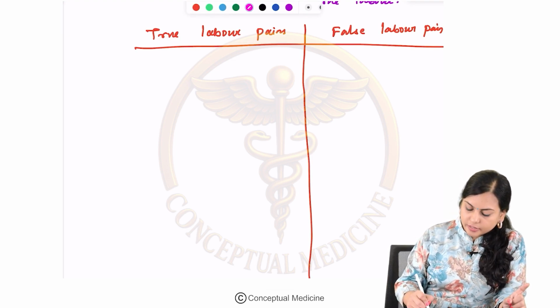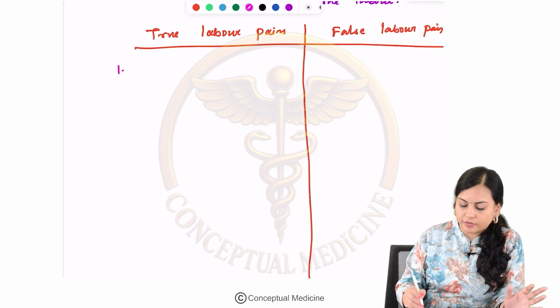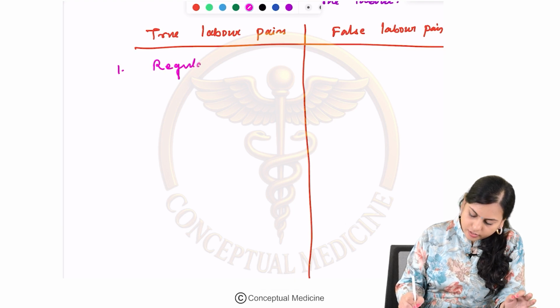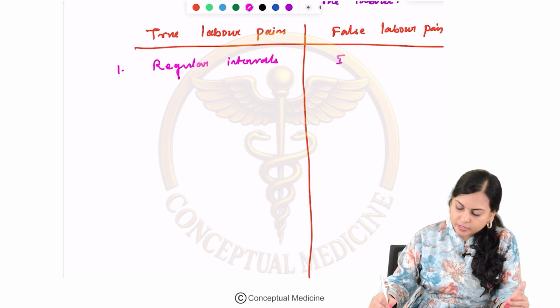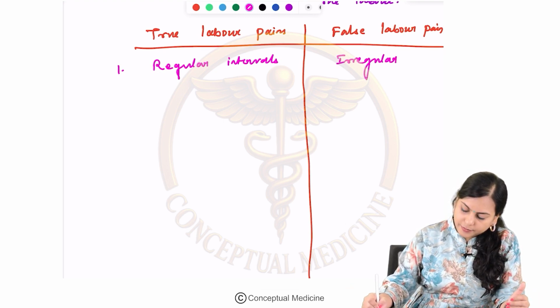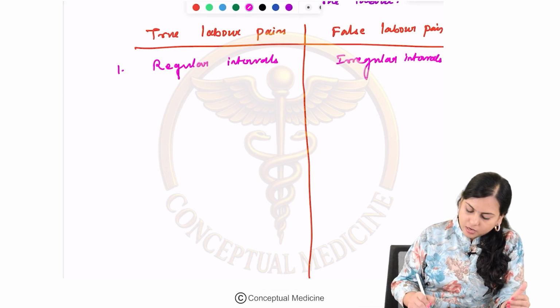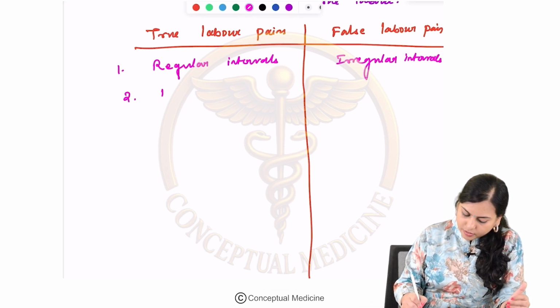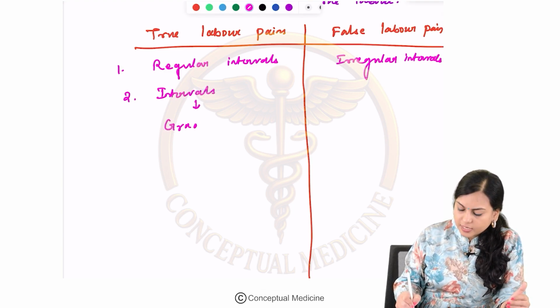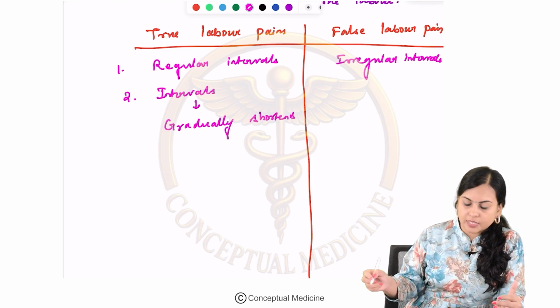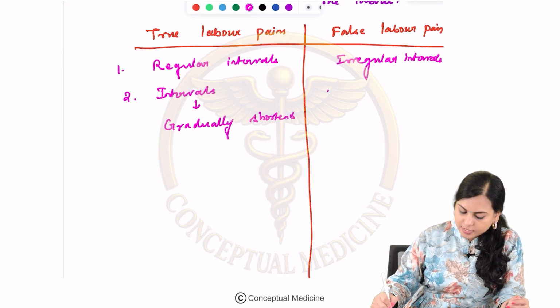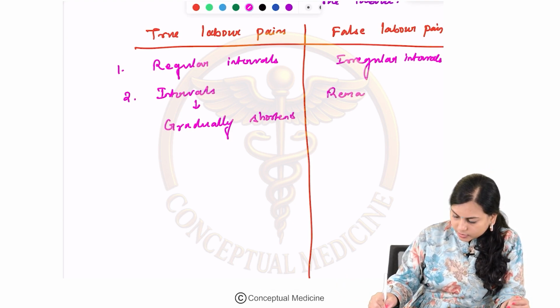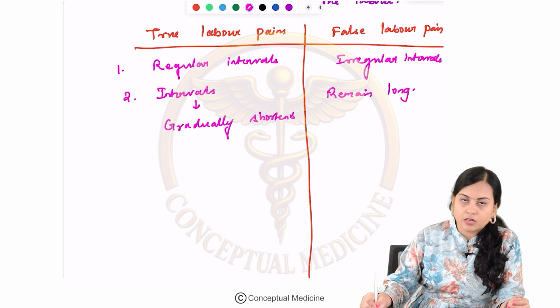So, the first point is that true labor pains occur at a regular interval, whereas false labor pains occur at irregular intervals. In true labor pains, the intervals are going to gradually shorten as it proceeds, whereas in false labor pains it does not happen so. The intervals are going to remain longer.